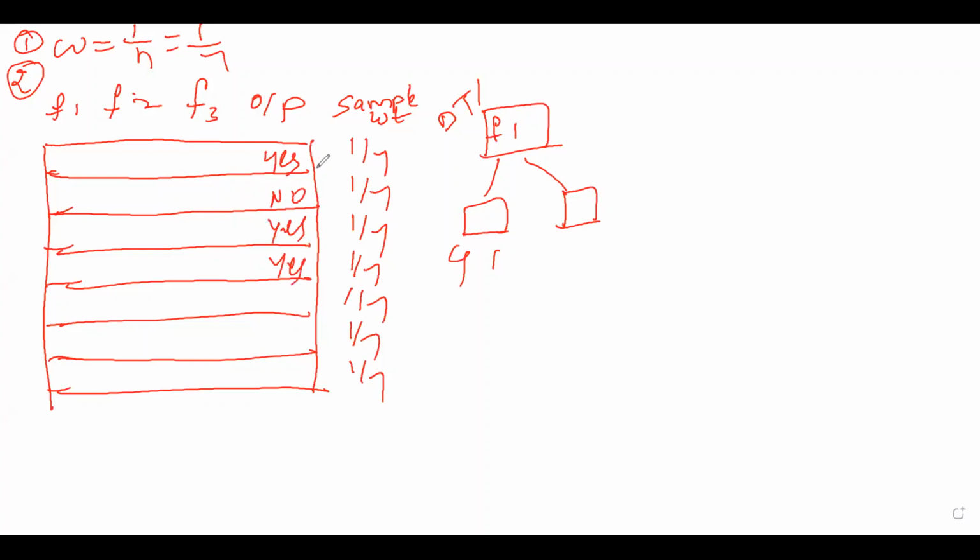Why? Because 1, 2, 3, 4 yes: 4 correct classifications and 1 incorrect classification. So let us consider F1 gives output like this: correctly classified, no, not correctly classified, yes, correctly classified. So these are the outputs as we are taking binary classification here. So 4 are correctly and 1 is incorrectly classified.